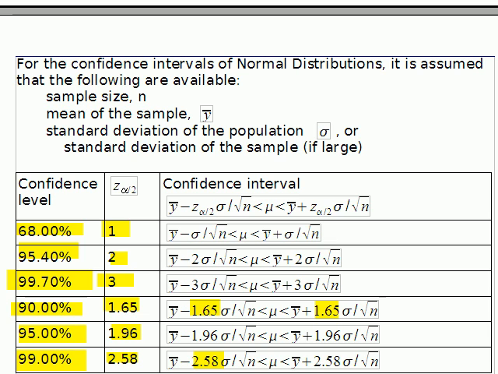So this would be the confidence interval: the mean from the experiment, from the sampling, minus 2.58 times the population or sample standard deviation divided by the square root of n. So it's subtracted on one side, added on the other, and those are the limits of your confidence interval for a 99% confidence level.